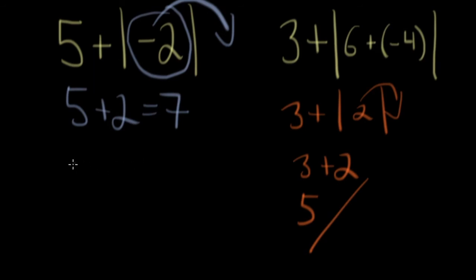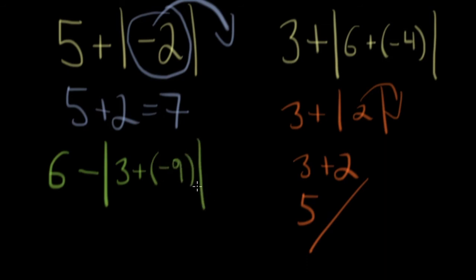Let's look at some other things. What happens if you had this one? This is always a tricky one. Let's say you had 6 minus the absolute value of, let's say, 3 plus a negative 9.